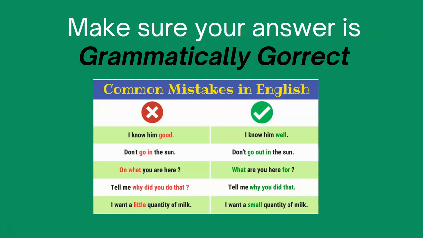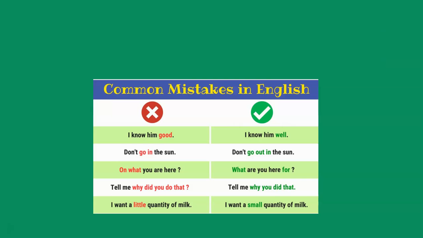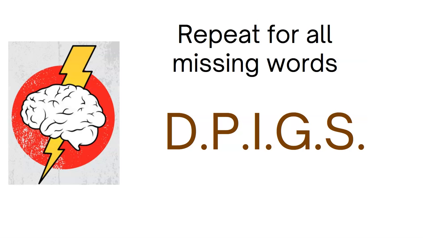Grammatical mistakes: there are some very common mistakes that people make, such as parts of speech, subject, verb, verb tenses, singular, plural. Pay attention to these. Because if the sentence or the summary is not grammatically correct, the answer you have chosen is not correct. And then you repeat these for all missing words. You go through the summary and for every missing word you do DPIGS.